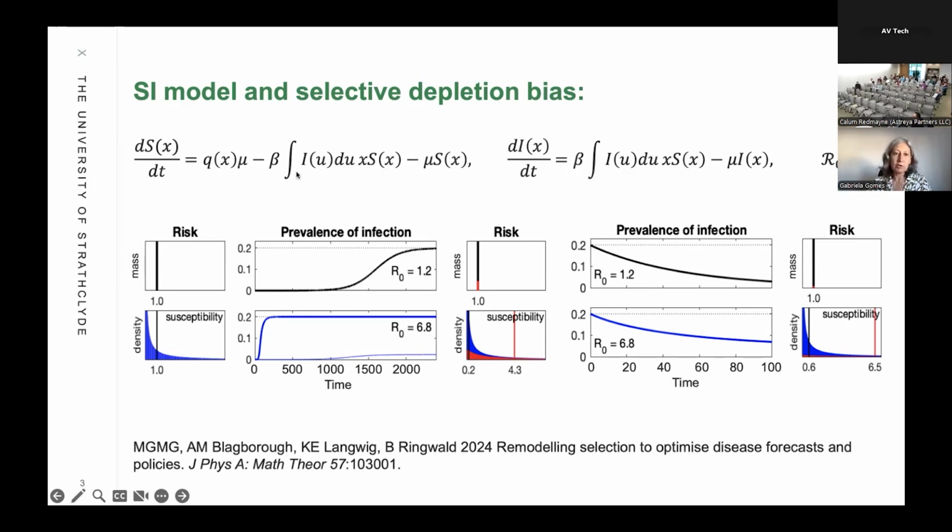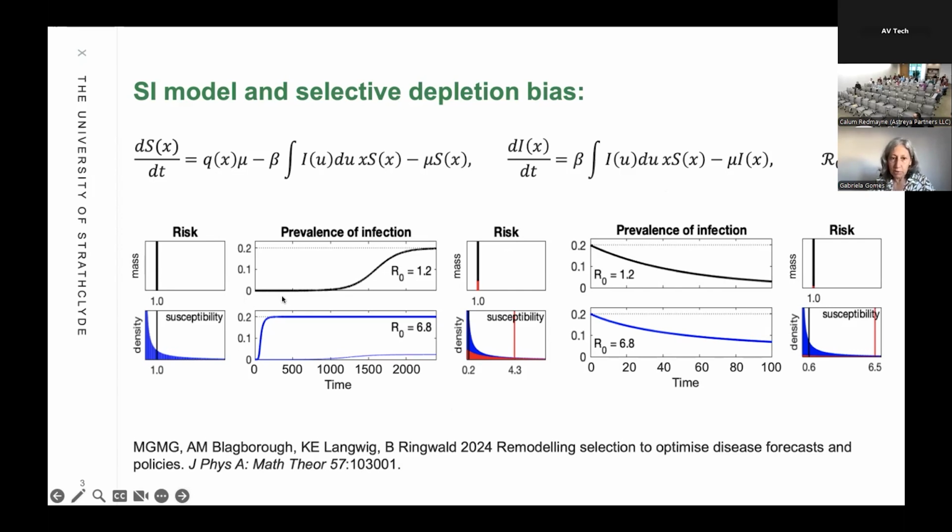And of course, this integral here means that individuals of any susceptibility level can infect any other individuals irrespective of their susceptibility level. So that's the force of infection, and this is susceptibles being depleted, and this is the infections accumulating over here with this equation. And this is, for simplicity, an SI model, so there's no recovery.